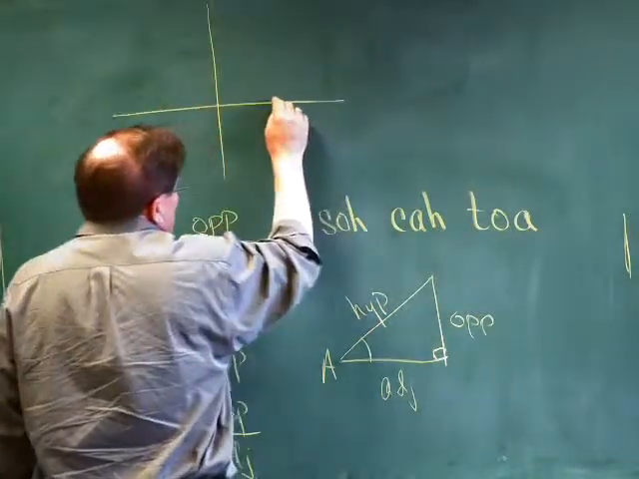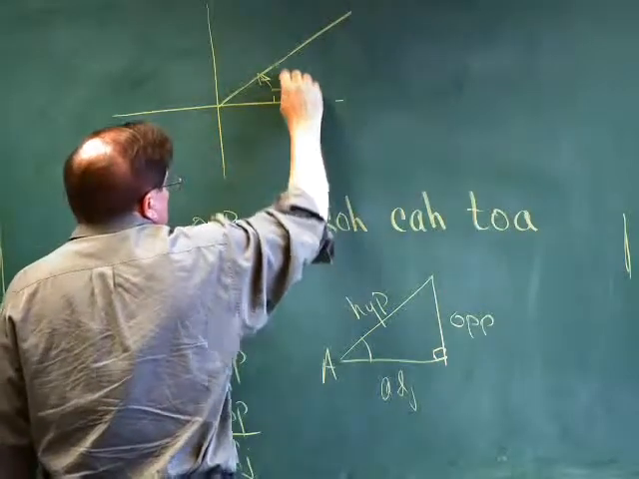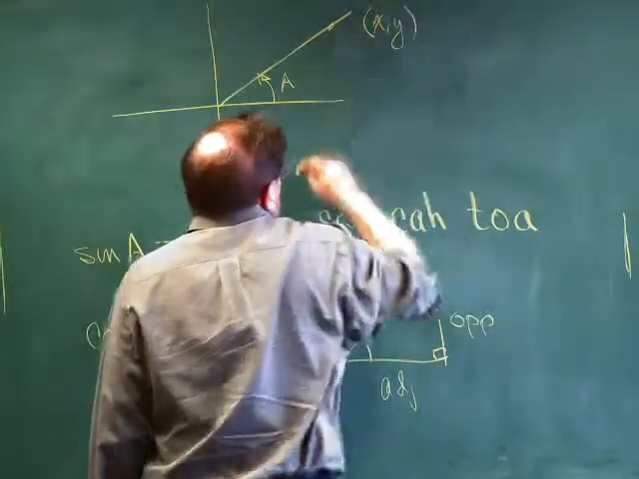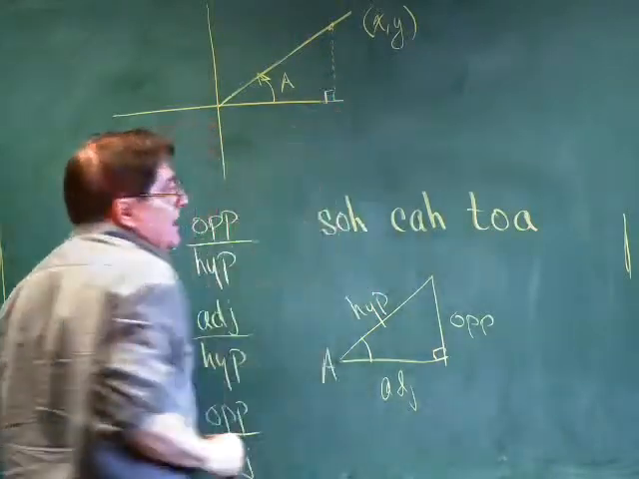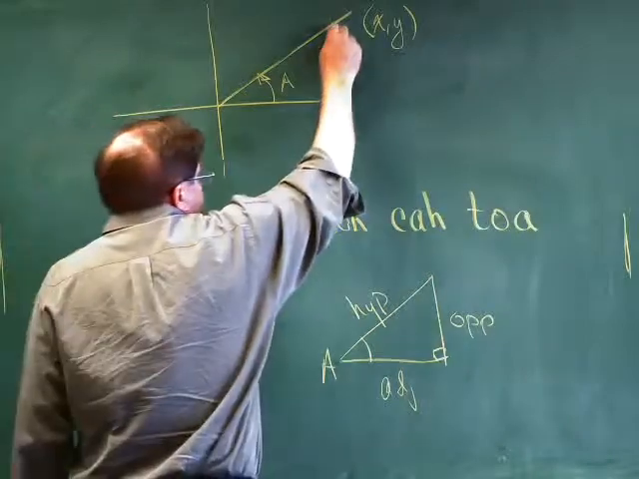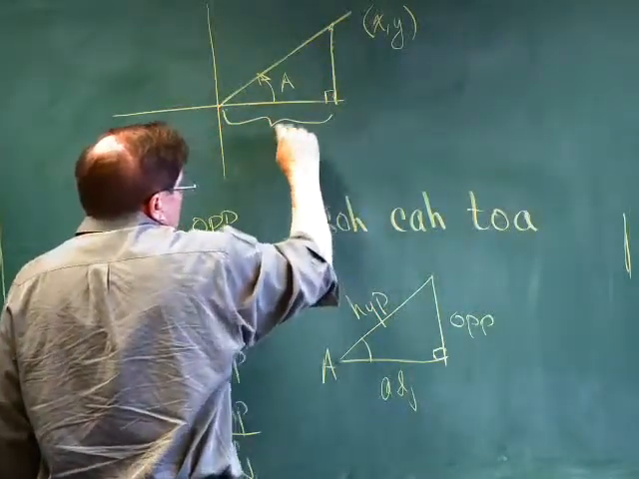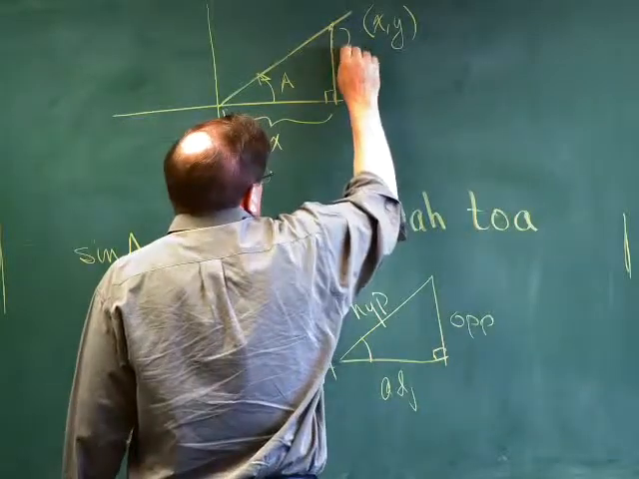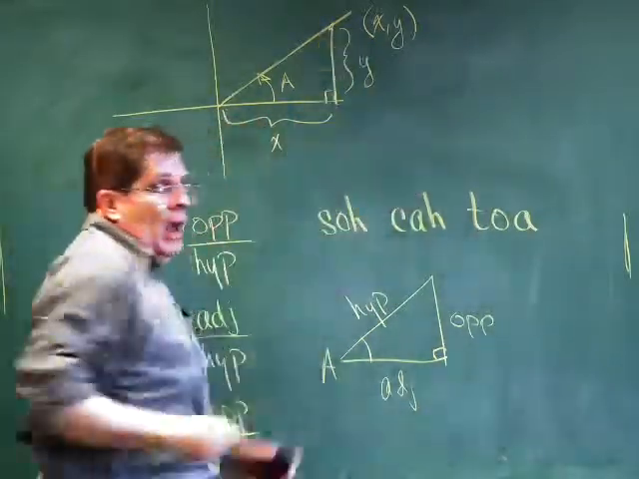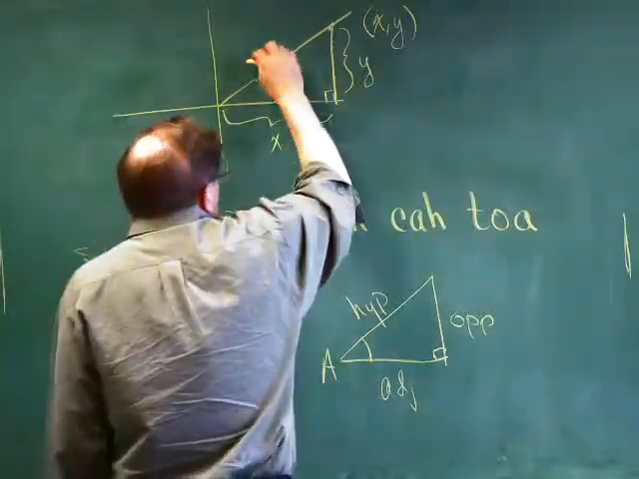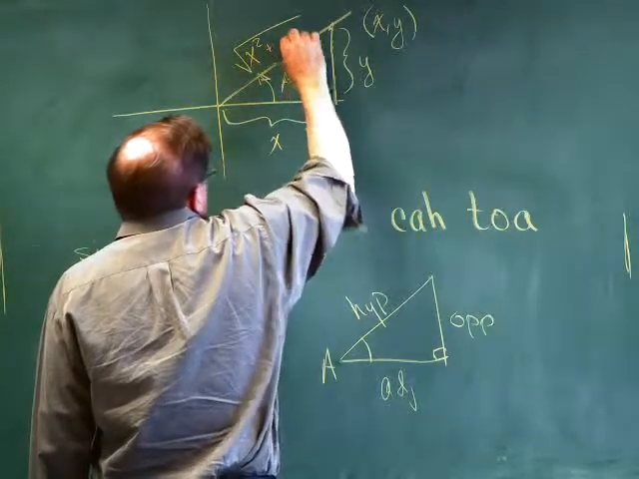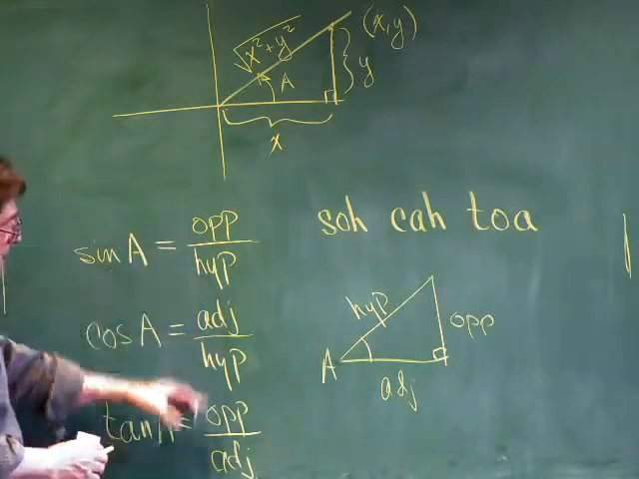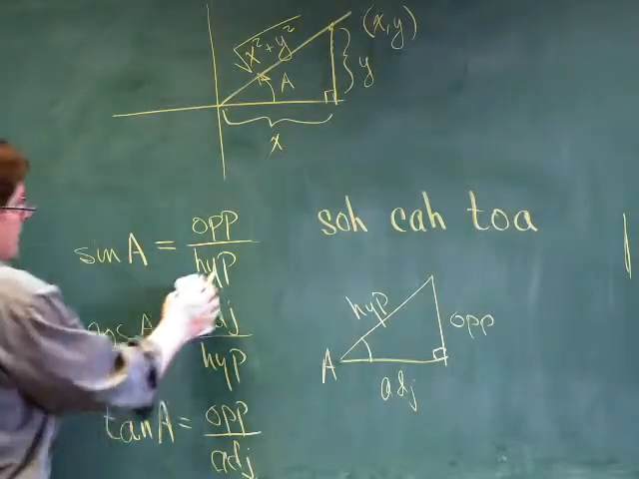Now that idea gets generalized in the following way. Suppose that we take some acute angle A and pick any point on the terminal side. We'll call this point xy. If we drop the perpendicular here, we would in fact have a right triangle. This length is whatever x is, because x measures how far right and left you're going. This opposite side has a length of y, because y measures how far up and down that point is, and this hypotenuse is the square root of x squared plus y squared, because of the Pythagorean theorem.